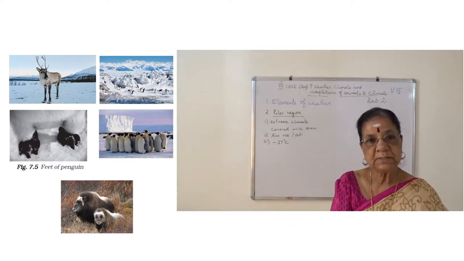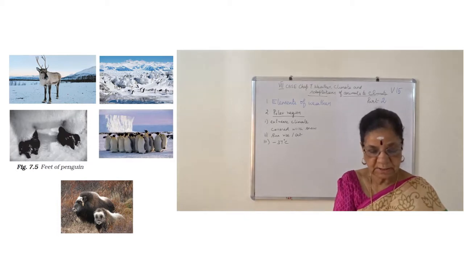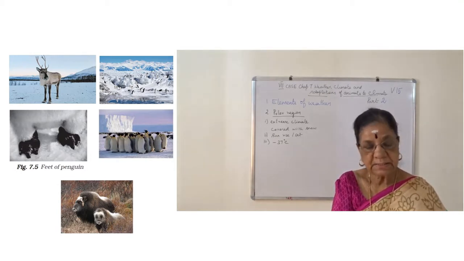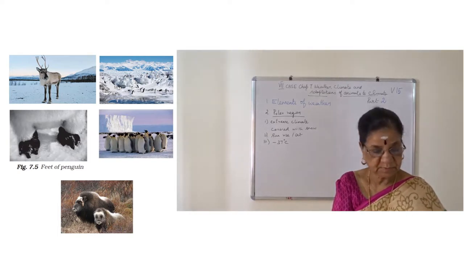What are the regions in the polar region? What are the parts in the polar region? Canada, Greenland, Iceland, Norway, Sweden, Finland, Alaska in the USA, and the Siberian region of Russia. These are all countries having a very cold climate.